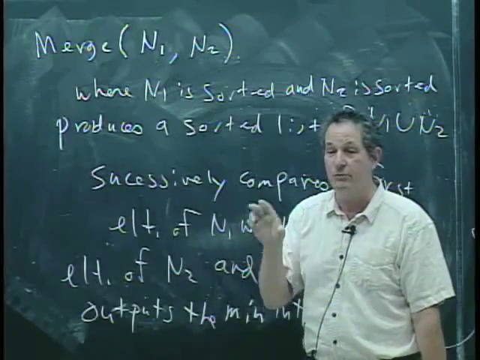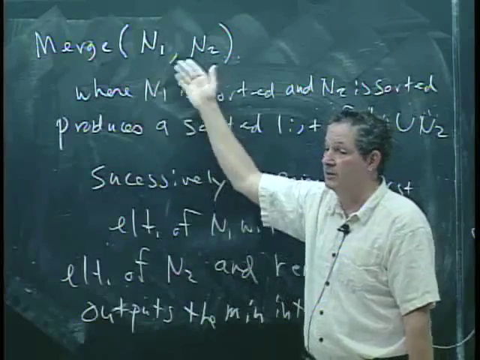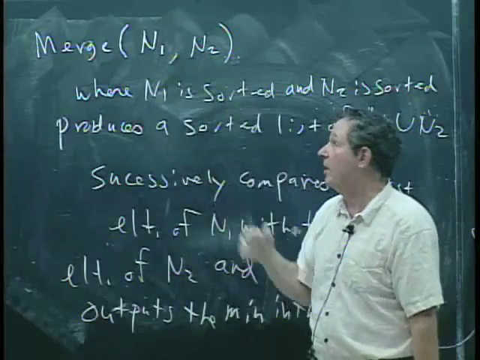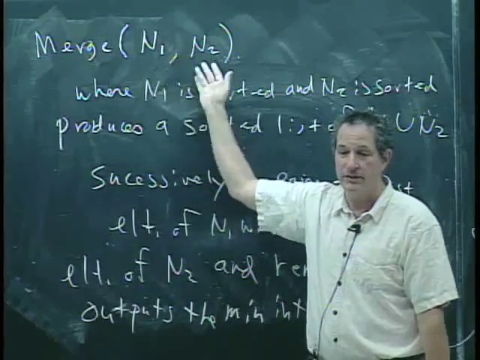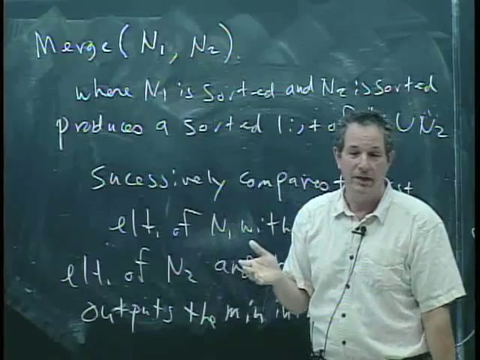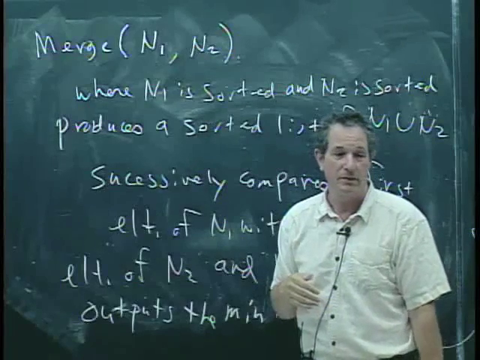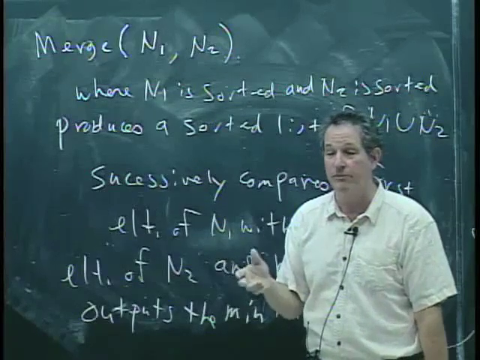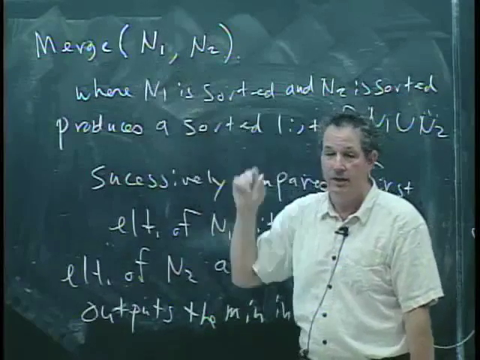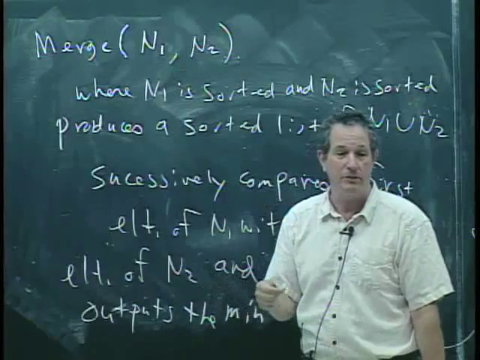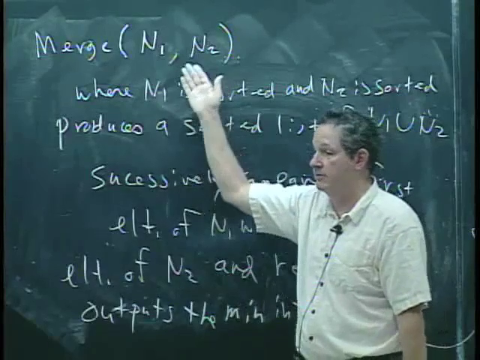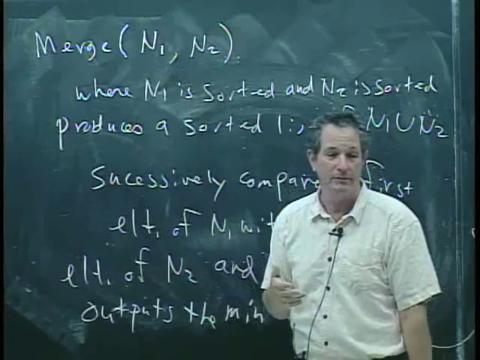So we've assumed that the algorithm is correct when the sum of the two lists is k. And now we're looking at an instance of the problem where the sum of the two lists is k plus 1. And we want to prove that the algorithm does the right thing based on the assumption that it always does the right thing if the sum of the two lists is at most k.